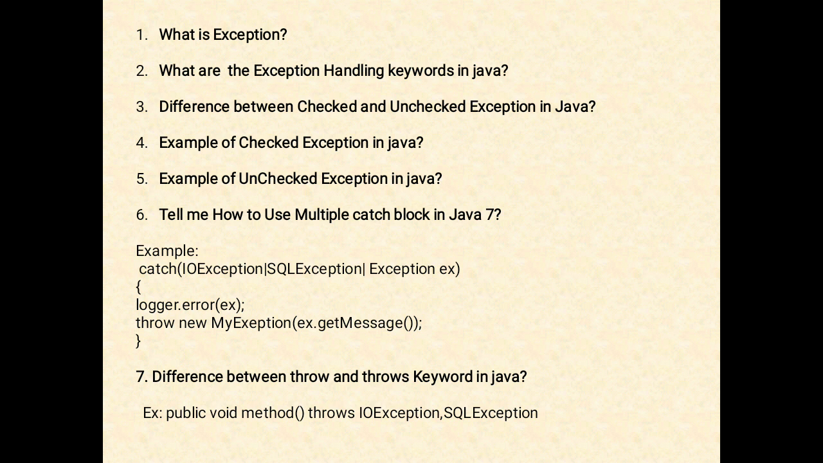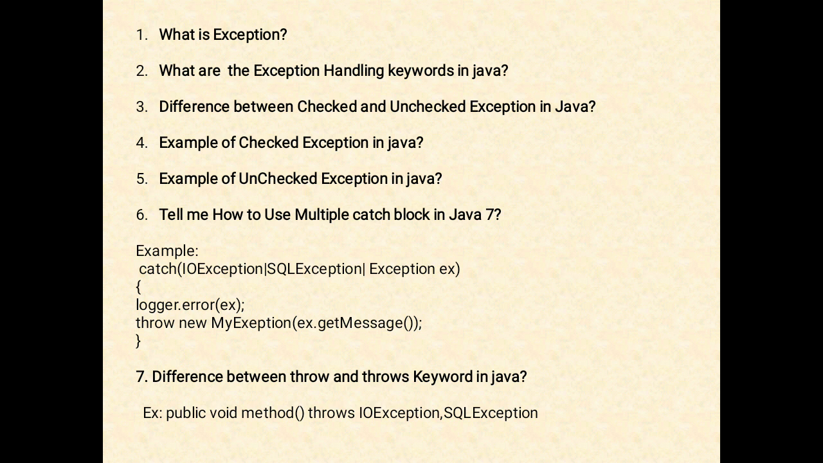The next question is, tell me how to use multiple catch block in Java 7. If you are catching a lot of exceptions in a single try block, you will notice that the catch block code looks very ugly and mostly consists of redundant code to log the error. Keeping this in mind, one of the features of Java 7 was the multi-catch block, where we can catch multiple exceptions in a single catch block. Look at the slide, where you can see the catch block with IOException | SQLException in the brackets.